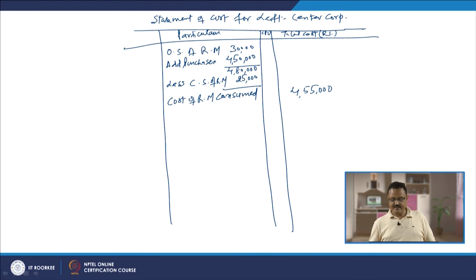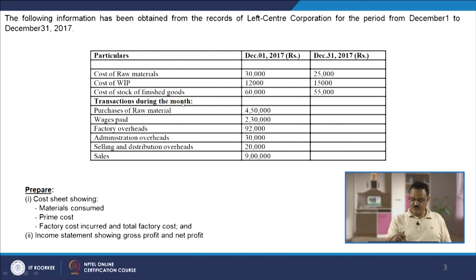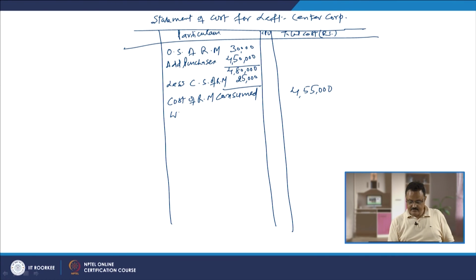455,000 is the cost of raw material consumed. Clear? Now, you add wages. What is the next head of cost given to us? That is the wages paid. So, add wages. How much are wages here?